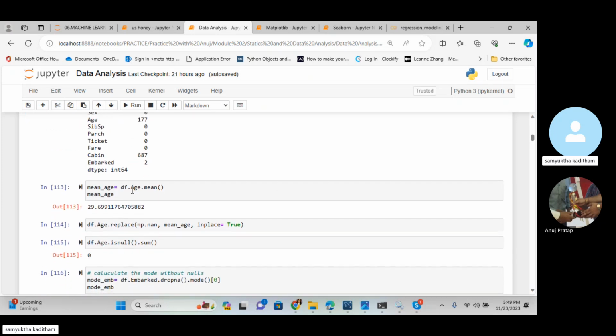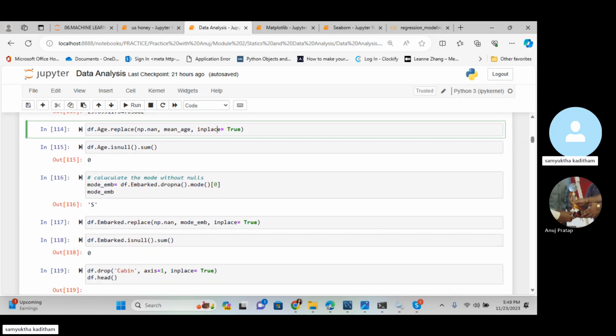So we can replace with the mean. We calculated the mean of the column, and it's 29. So we can replace np.nan with this mean. Then we have to save the data. Then the next null values are in Embarked. Embarked is a categorical column, so we have to replace with the mode.